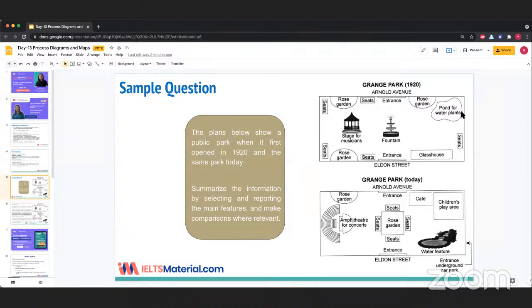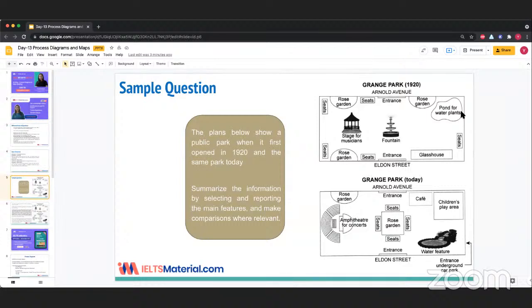Plus the pond for water plants, the pond has completely been removed. And it has been revamped into a children's play area. And the glass house has also been reconstructed, or I would say a different word can be used for this, but it has been changed. Or you can say it has been changed into a water feature.